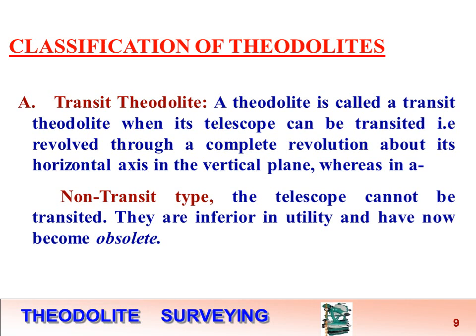First is transit theodolite. A theodolite is called a transit theodolite when its telescope can be transited, that is revolved through a complete revolution about its horizontal axis in the vertical plane, whereas a non-transit type theodolite is the type of theodolite in which the telescope cannot be transited. They are inferior in utility and have now become obsolete.